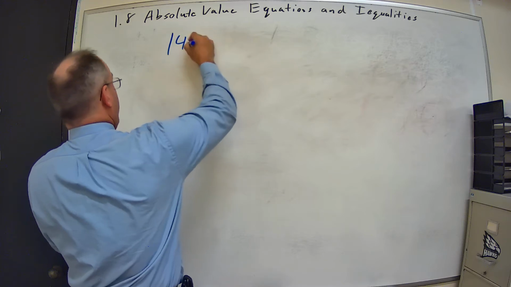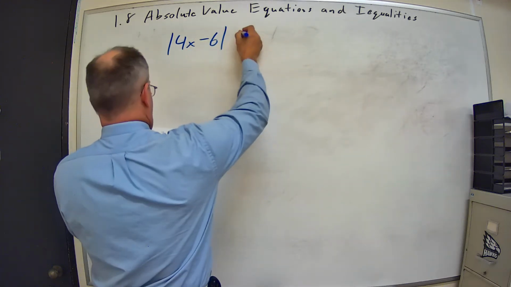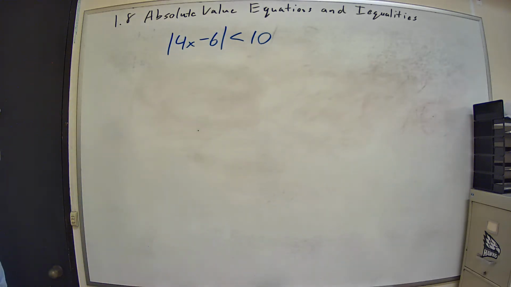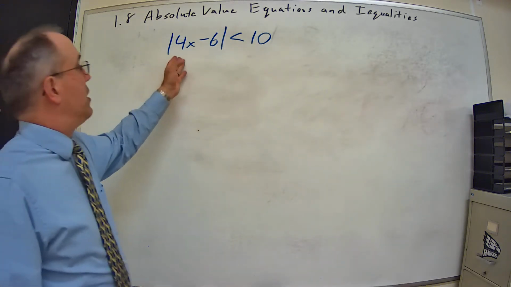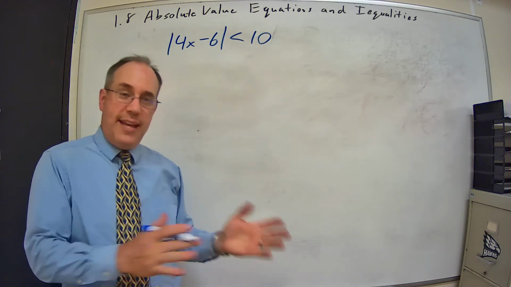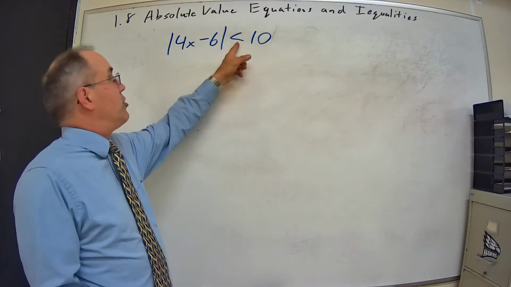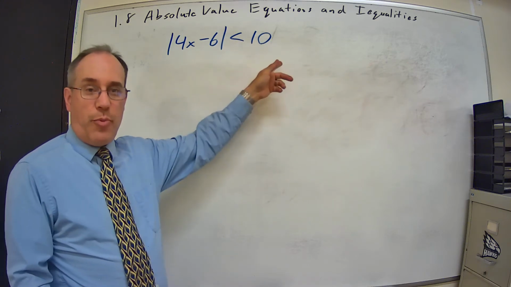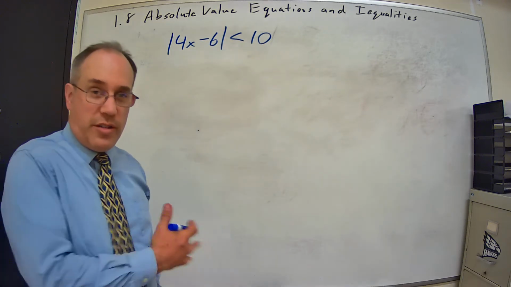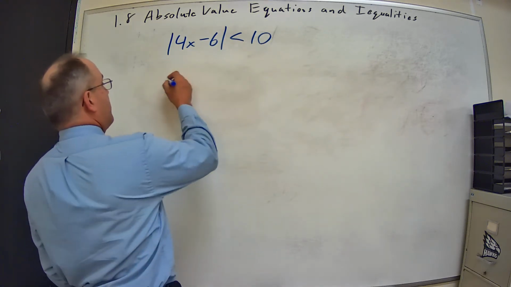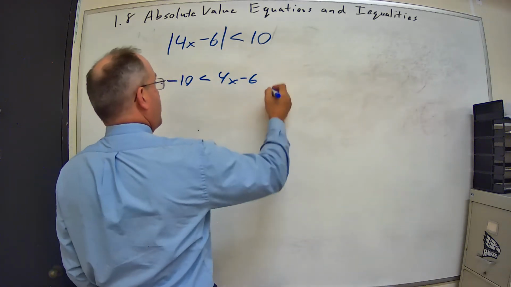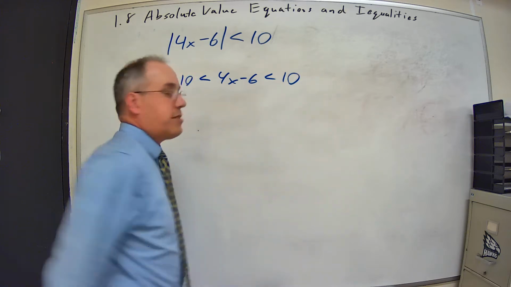The absolute value of 4x minus 6 is less than 10. In this case, we are looking at something where it's less than, so that means it's going to be between negative 10 and positive 10. It's not going to include negative 10 or positive 10 because it does not have equals. So we're going to write it as a three-part inequality. Negative 10 less than 4x minus 6 less than positive 10.